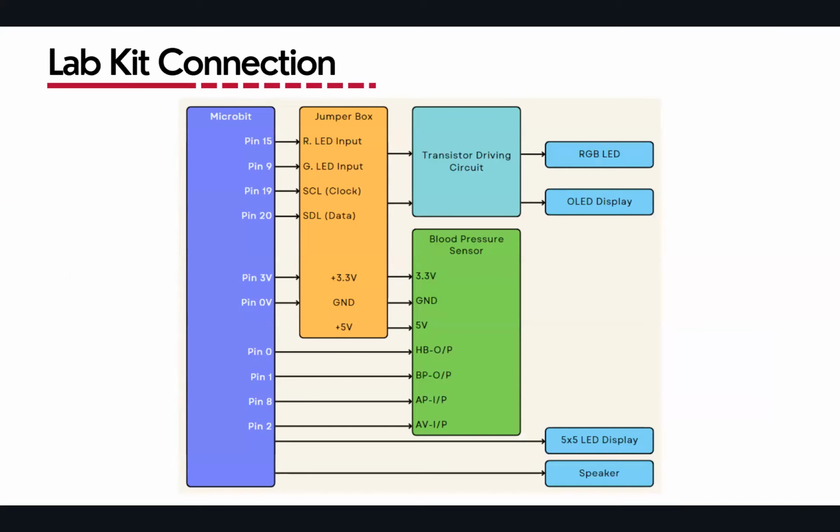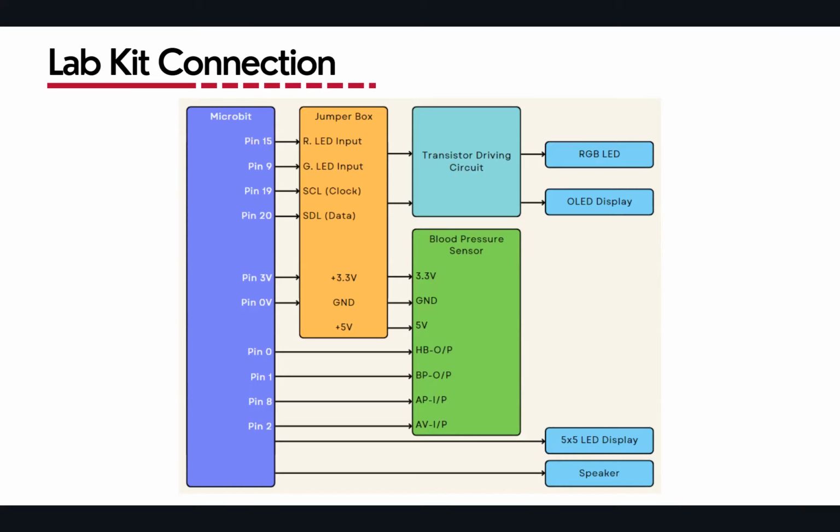The micro:bit and the lab kit are connected through the edge connector breakout board. In the micro:bit, pin 15 is connected to the R LED input in the jumper box to power the red LED. Pin 9 is connected to the green LED input to power the green LED. Pin 19 is connected to the serial clock line, or SCL, and pin 20 is connected to the serial data line, or SDA. The SCL and SDA are used to power the OLED display. Next, the 3V pin is connected to the +3.3V in the jumper box, and the 0V pin is connected to the GND, or ground, in the jumper box.